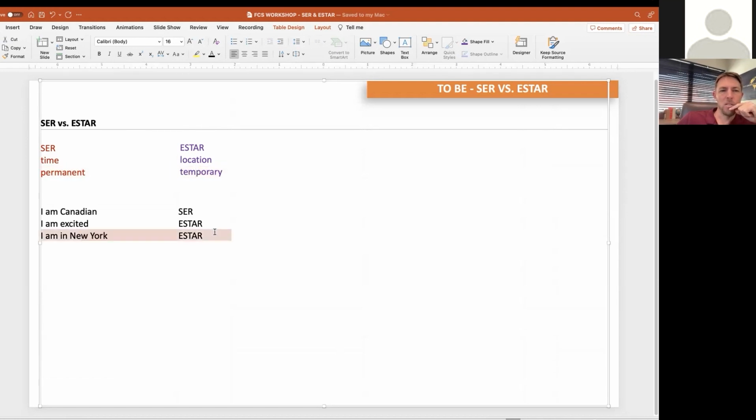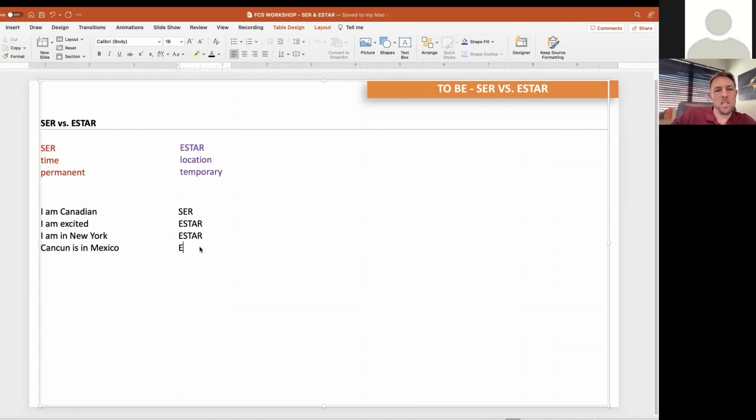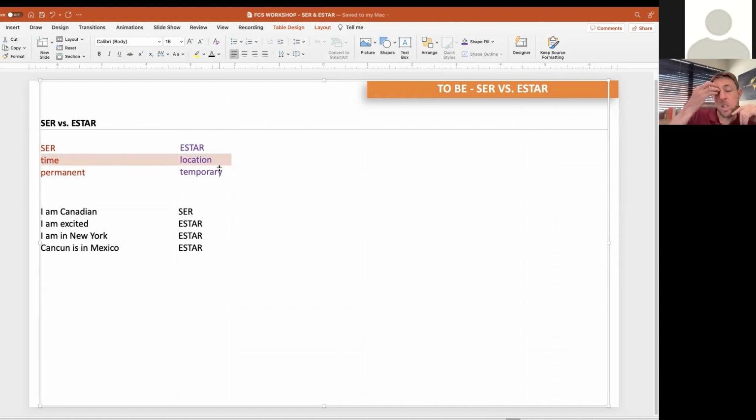So you could be temporary, but if I did this, Cancun is in Mexico, is it permanent or temporary? Permanent. Right. But is it ser or estar? It's estar because location goes first. That's right. Okay, so that's the rule. That's why I put time and location up top and permanent and temporary below. Yes, it is permanent, but it's location first.